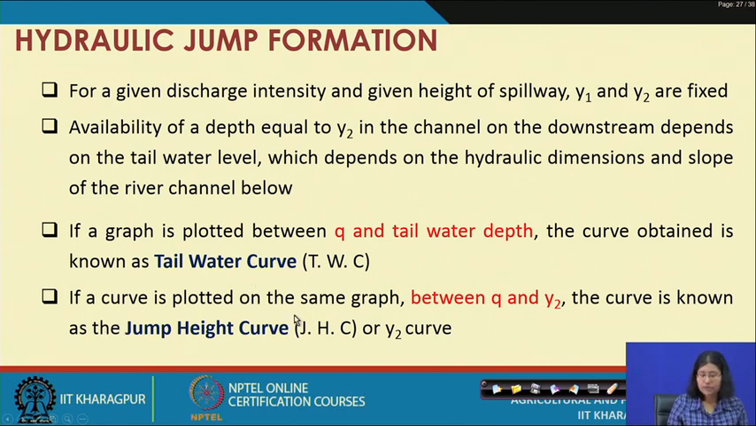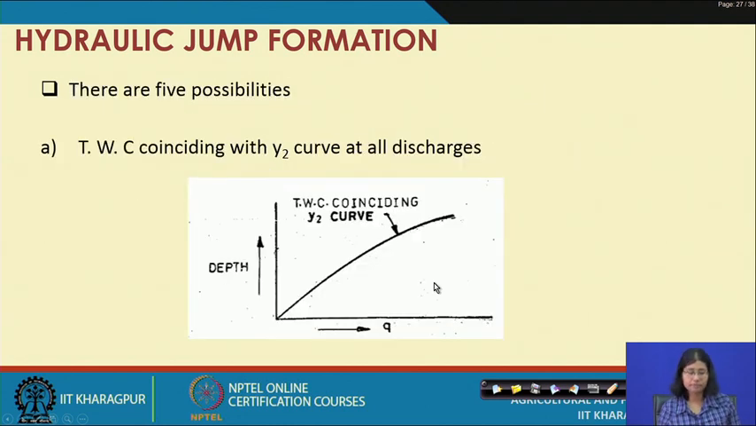And if a curve is plotted in the same graph between q and conjugate depth y2, the curve is known as the jump height curve. So, this is called TWC and this is called JHC or the y2 curve. So, these are two different curves which are related to hydraulic jump formation.